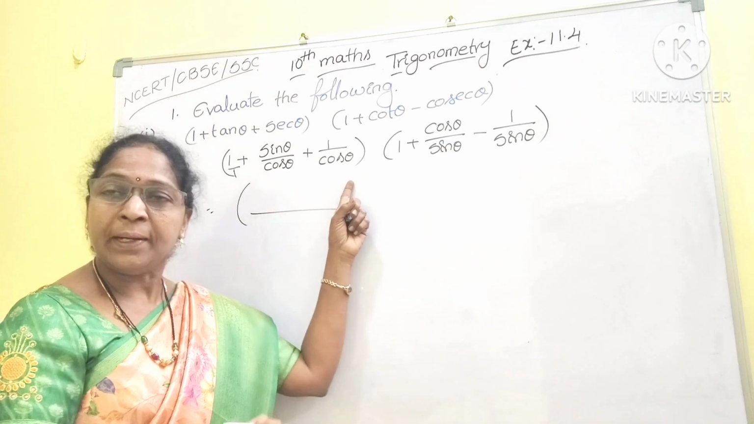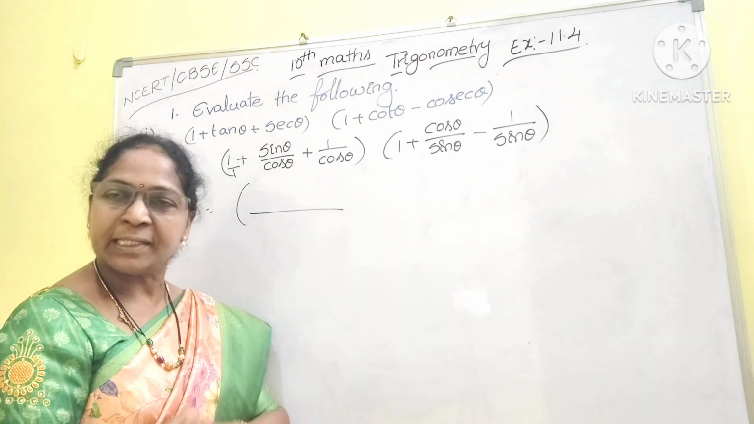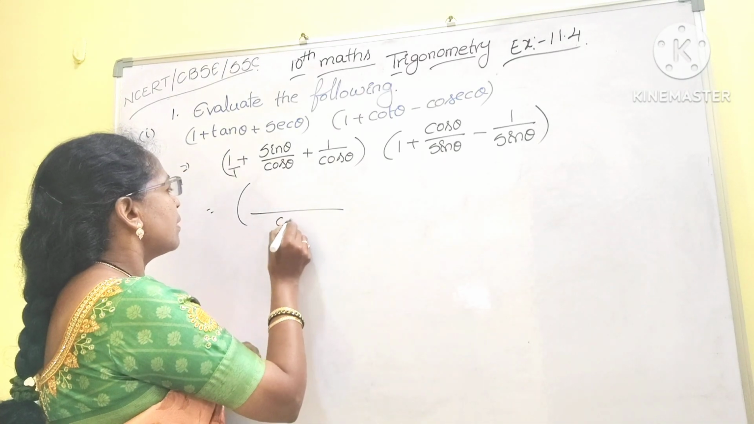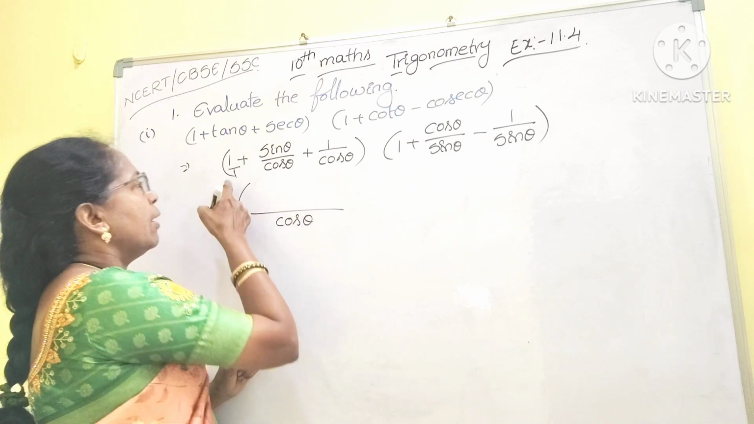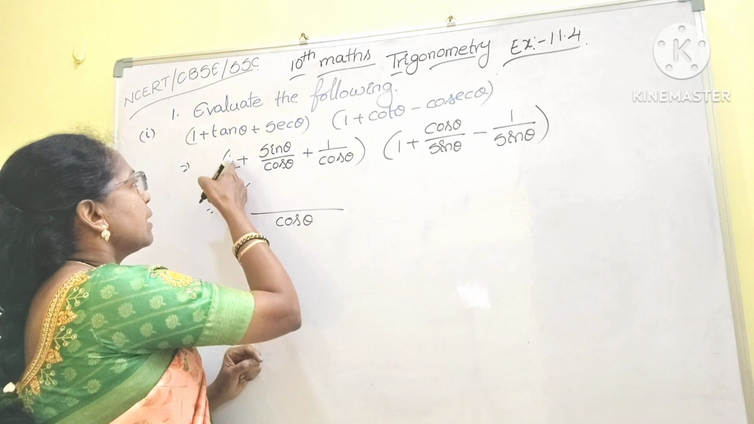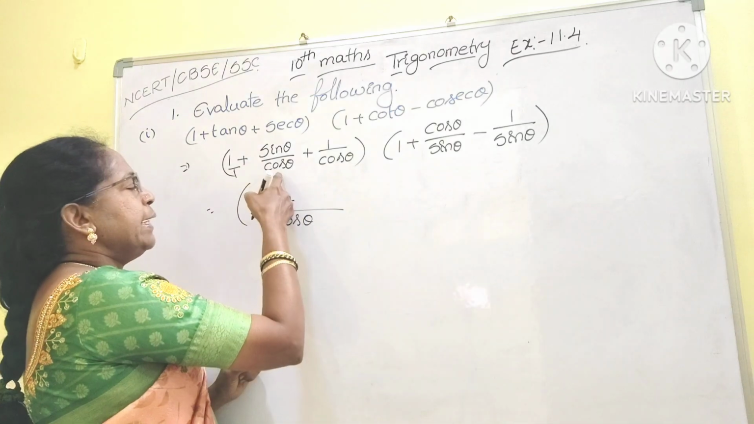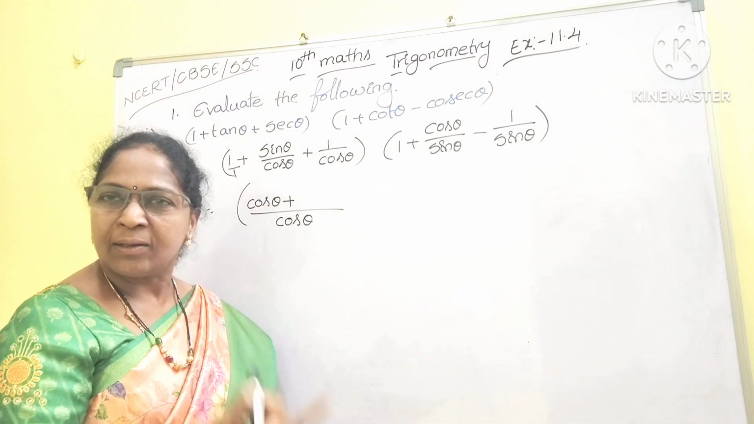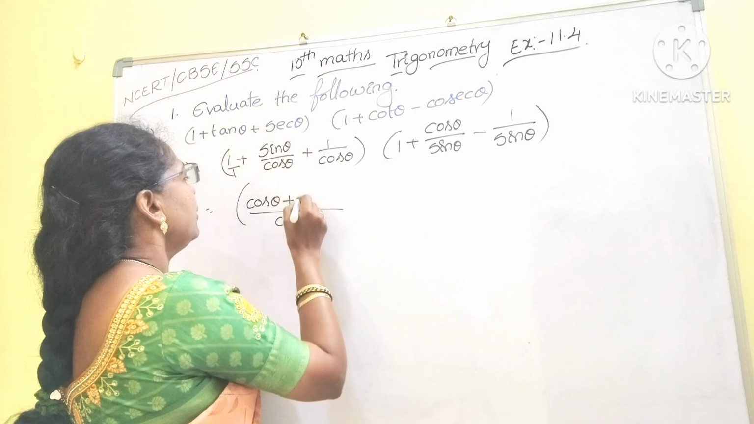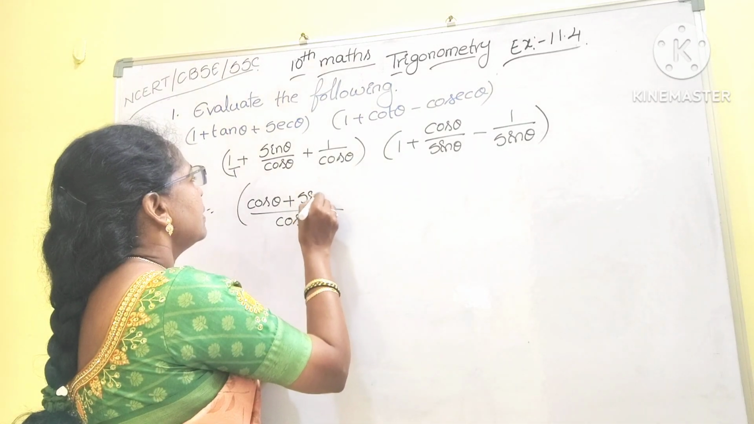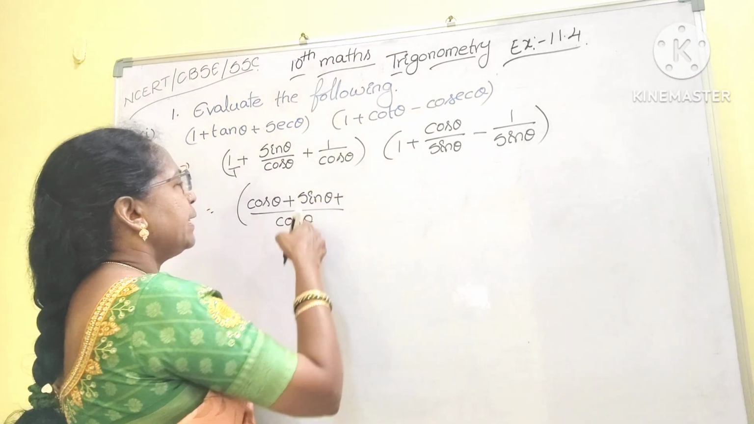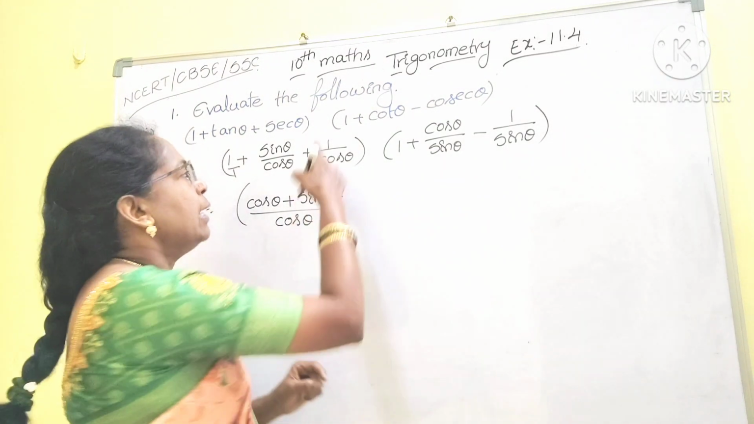Here the denominators are both cos theta, so the LCM is also cos theta. Now 1 means cos theta times 1, that is cos theta, plus sin theta by cos theta times cos theta by cos theta, which equals 1, so sin theta, plus again cos theta by cos theta equal to 1. Now 1.